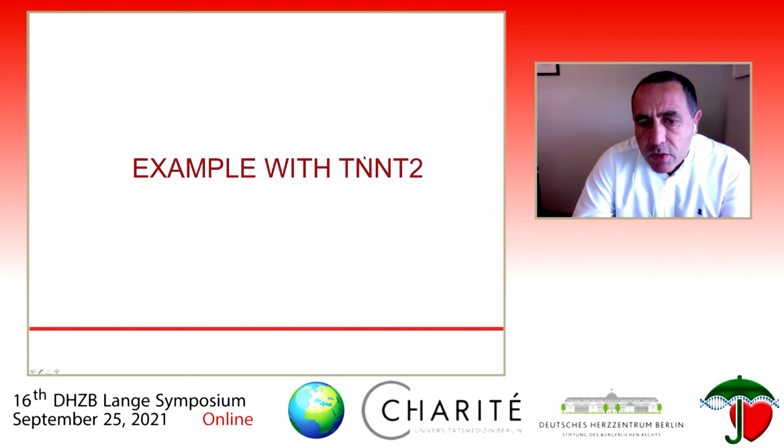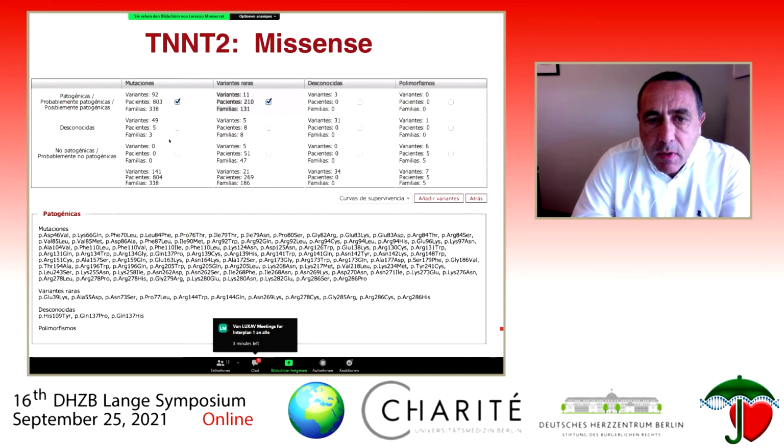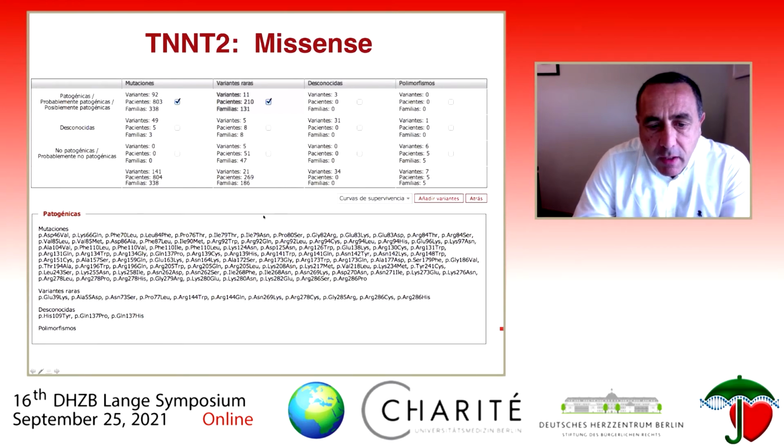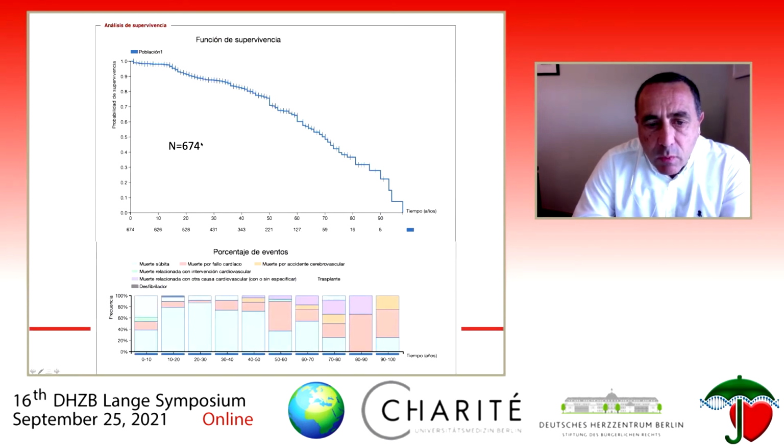Another example I will show you is troponin T. It is not only beta-myosin, any gene. All the genes have the same behavior. So if you take troponin T missense mutations, we have a lot of patients, and here with 674 patients, we were able to collect this survival curve. Age 50, 70% survival. In young individuals, sudden death; in older individuals, more heart failure death and other cardiovascular causes.